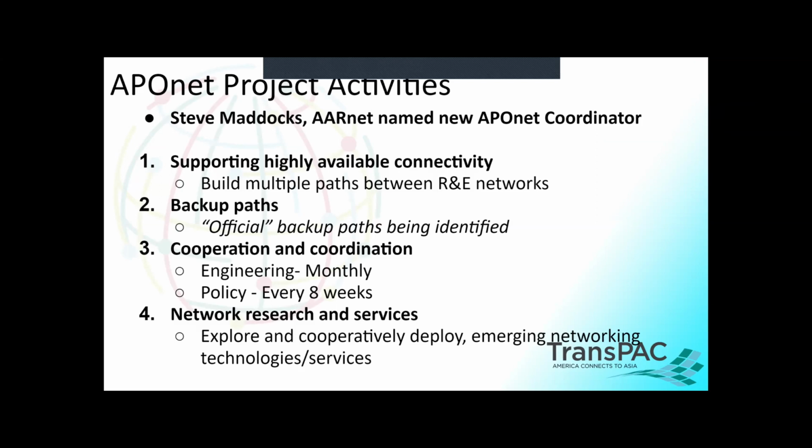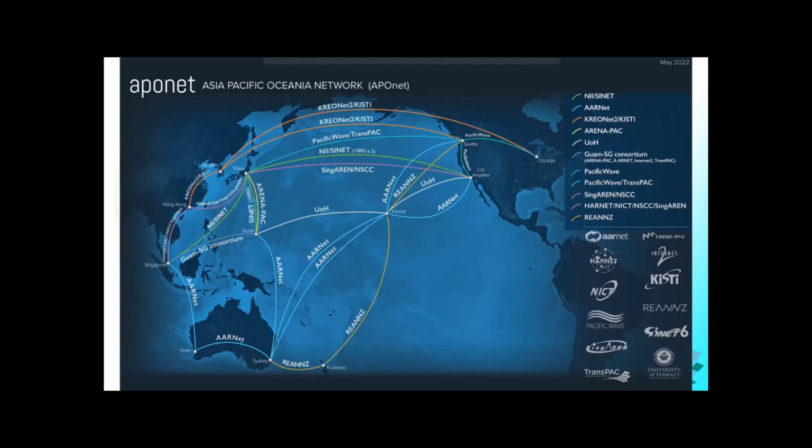We're trying to support highly available connectivity, get those backup paths in place. As we heard during the routing working group discussion yesterday, there was a bit of discussion about how many cables are being cut here and there, and that in a lot of cases, maybe having two paths between two places is not enough now. So the APONET provides a wide range of backup paths for everyone.